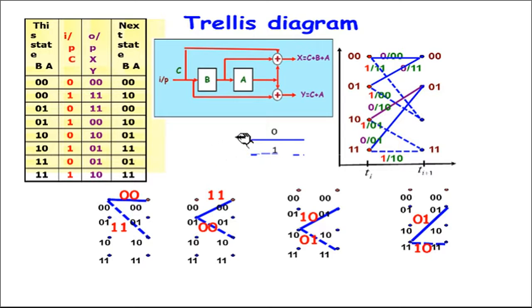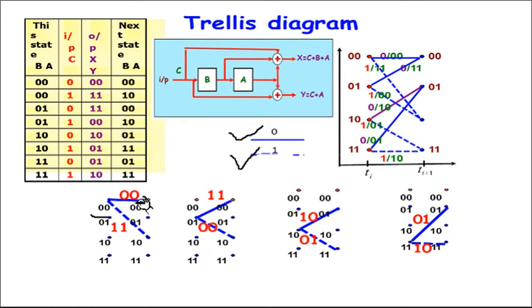Here the representation is for the continuous line. When the input bit is 0, a continuous line is used. When the input bit is 1, a discontinuous line will be used. It is the same convention which we followed during the state diagram preparation. So let's analyze it. For 0 0, when the input bit is 0, output bits are 0 0, and the next state is 0 0. That's why this line is drawn from 0 0 and ends at the same level, 0 0 to 0 0.